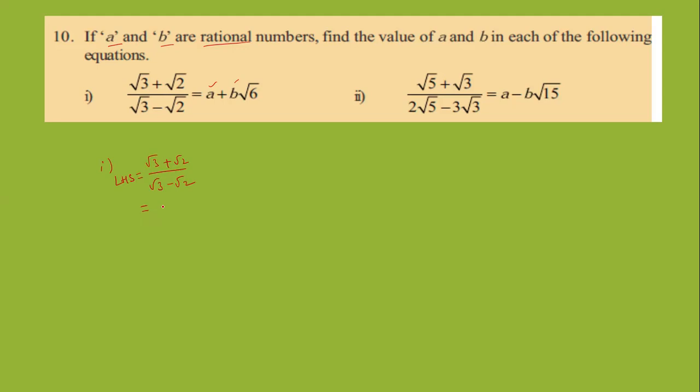Root 2 in the left hand side, I have written, you may observe it. This is the left hand side of the given problem. This is the given one. We take the left hand side, root 3 plus root 2 by root 3 minus root 2. Then how do you find this type of values?